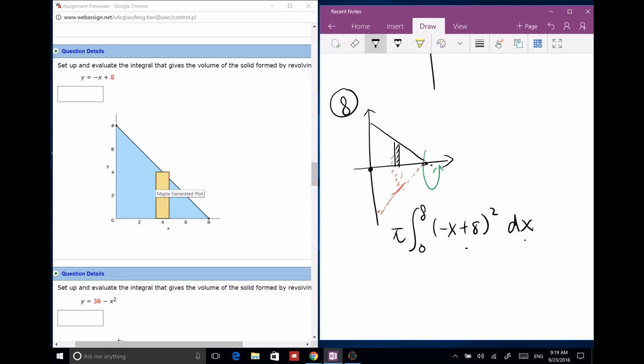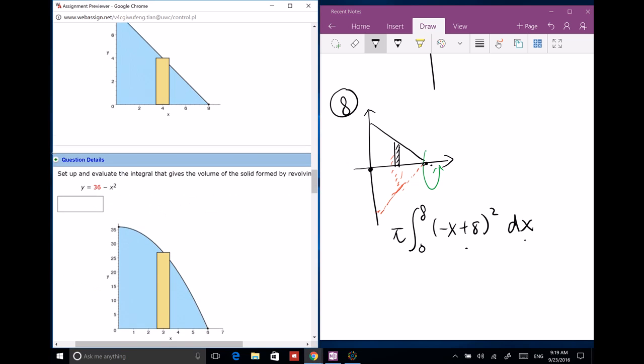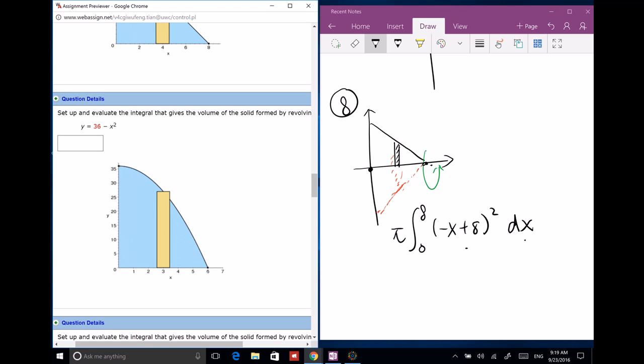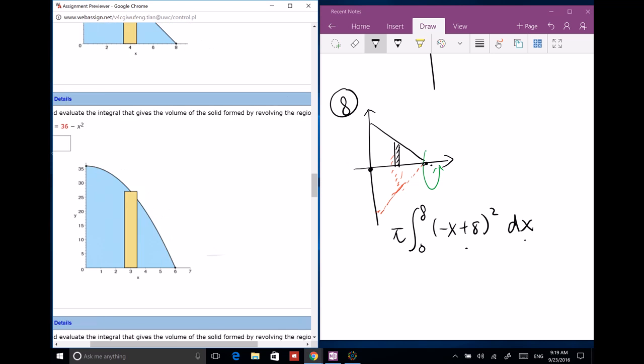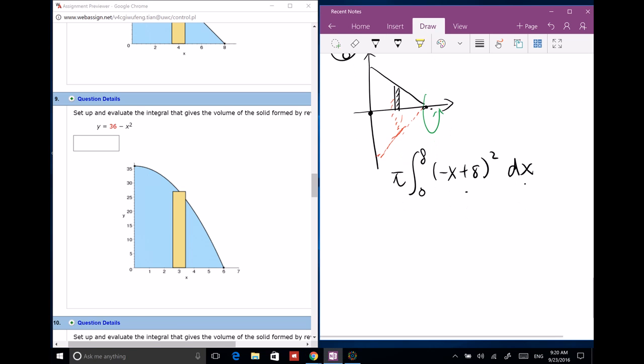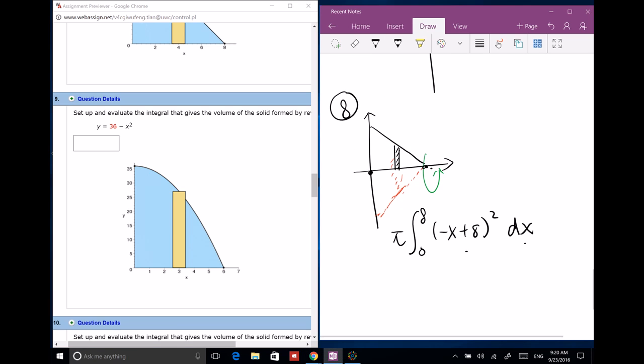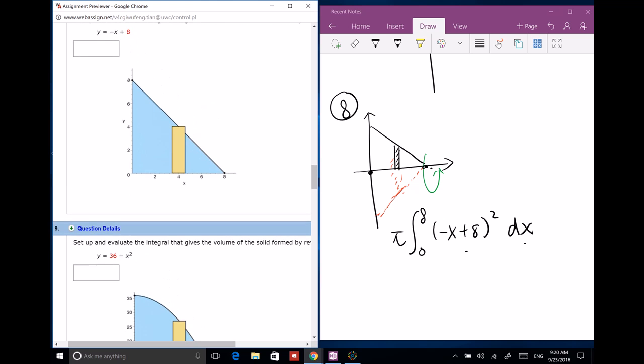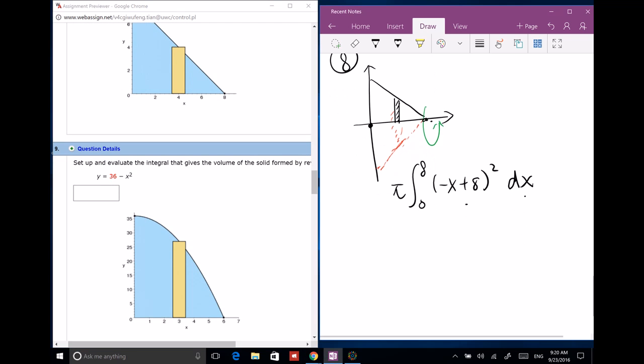Yes, I believe that's right. Okay, and the next one we want to do: set up and evaluate the integral solved by revolving about the x-axis again. So it's the same question, and it's a very similar picture, just with different equations. So you can do it in the same way.